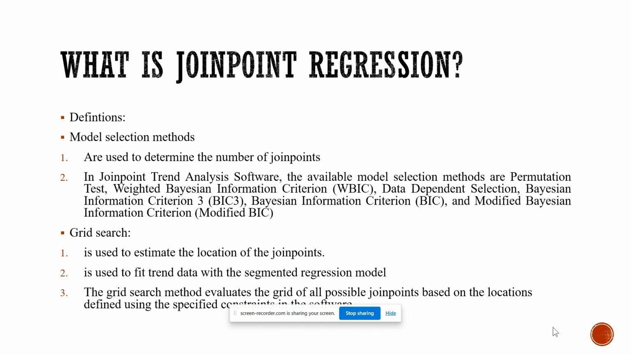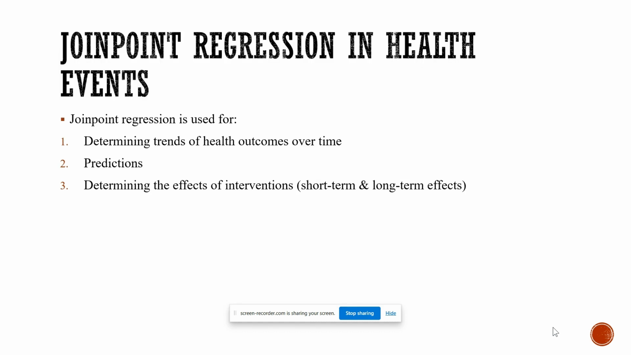Grid search is the method that we use to estimate the location of the join points and to fit trend data within each segment. The grid search method evaluates the grid of all possible join points based on the locations defined using the specified constraints in the software which we choose.